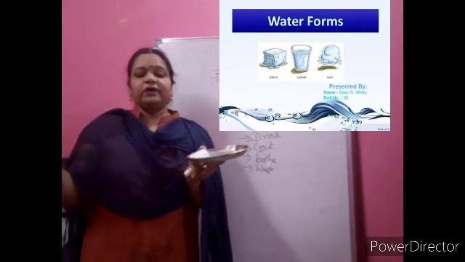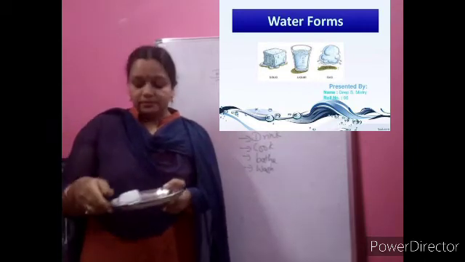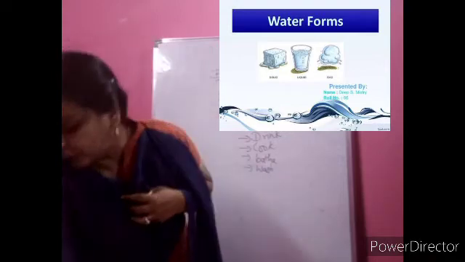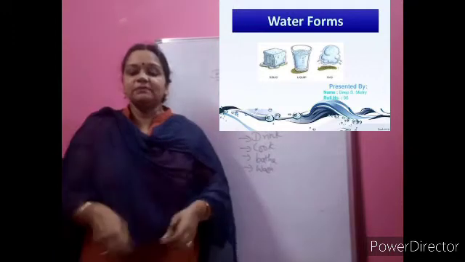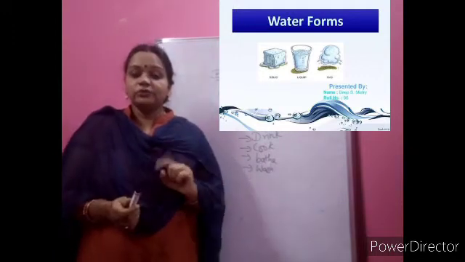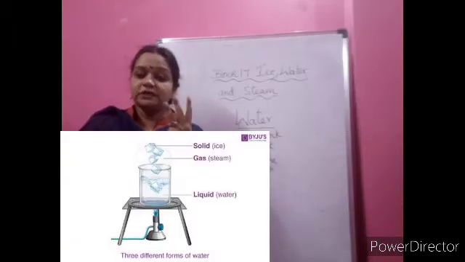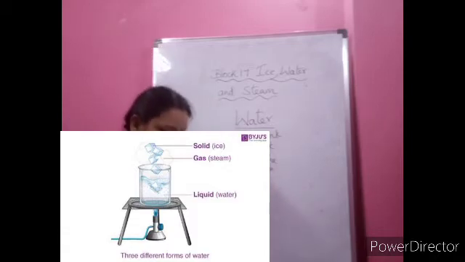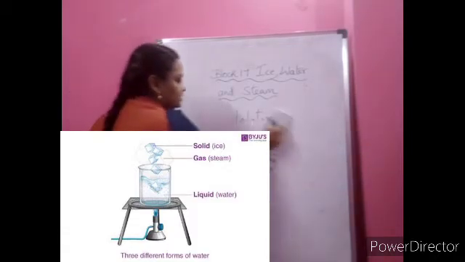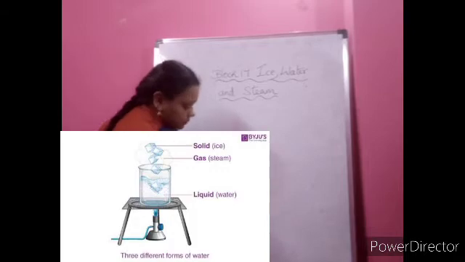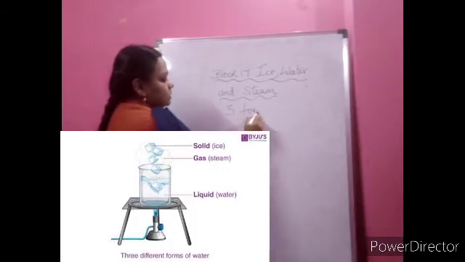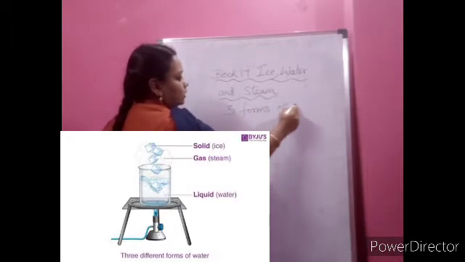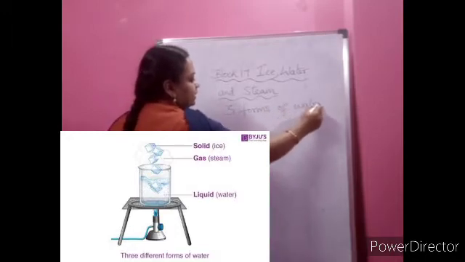So this water, if I take it and boil it, you know boiling also. When you boil it, what will happen? Slowly you can see the steam coming up. The same water, we are able to see in three forms. That is what we are going to learn today: three forms of water. What are they? Just now I have shown you three forms of water. All are water only, but they are in three forms.